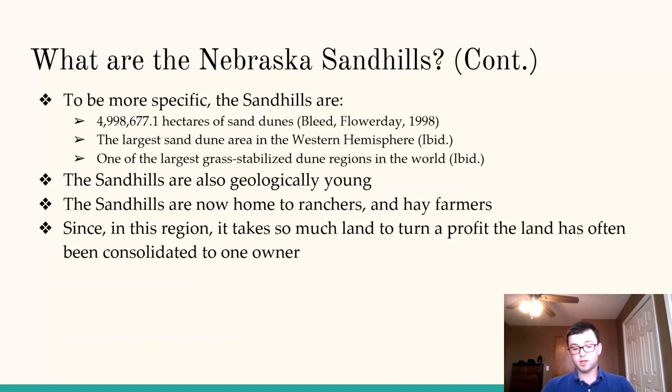They are geographically young at only 8,000 years old, and home to ranchers and hay farmers who claimed this land after the Kincaid Act was passed in 1904. Since in this region it takes so much land to turn a profit, most of the land has been consolidated to one owner. Sometimes he or she may own up to 6,000 acres of land just to turn a profit.